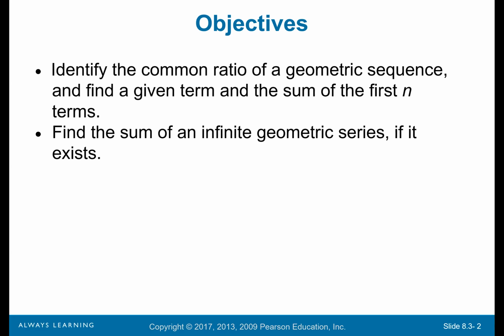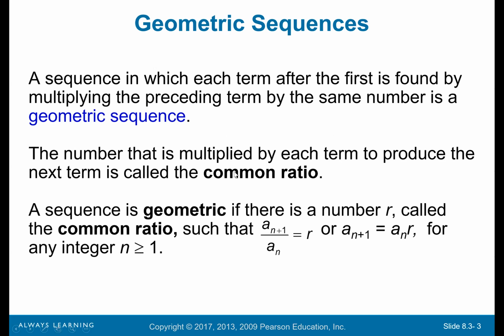In an arithmetic series, if it was infinite, the sum just kept getting larger and larger. It went to infinity. You didn't worry about finding it, but a geometric one is a little bit different. A sequence in which each term after the first is found by multiplying the preceding term by the same number is a geometric sequence. The number that is multiplied by each term to produce the next term is called the common ratio. So instead of having a common difference, we're going to have a common ratio.